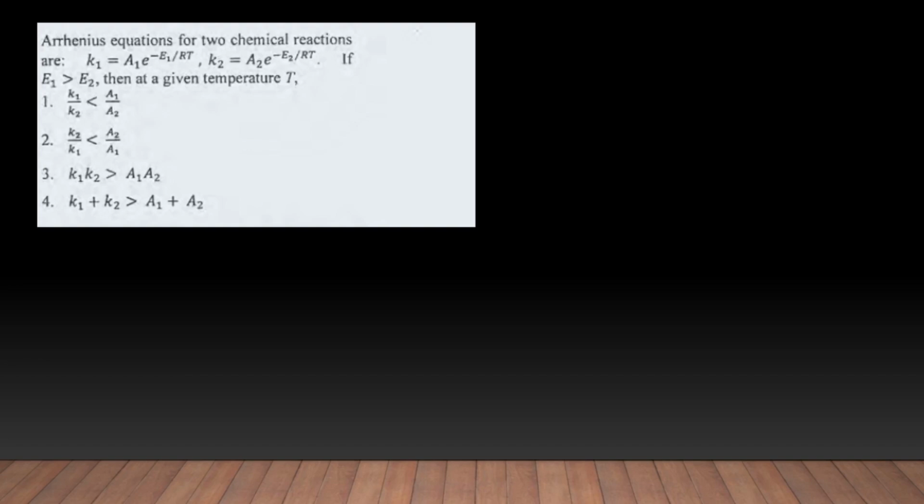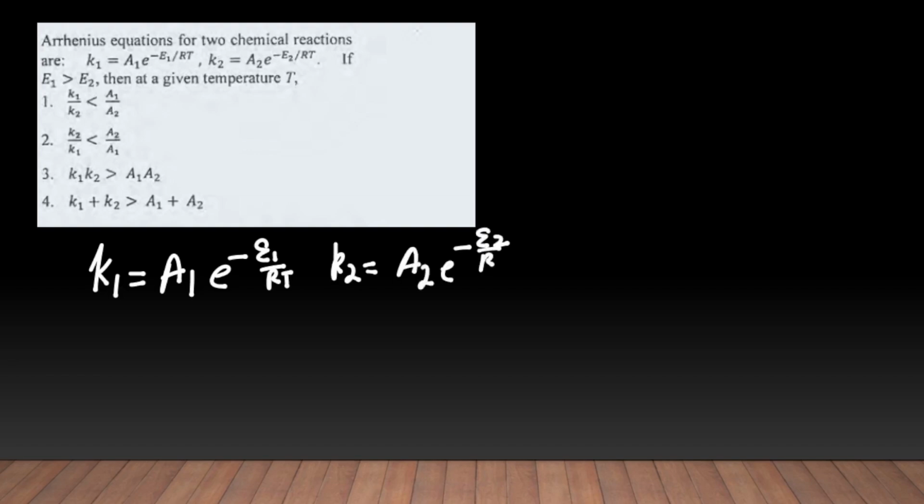The Arrhenius equation for two chemical reactions: K1 is equal to this and K2 is this. If the condition is given that E1 is greater than E2 at a given temperature, which of the conditions is true? So rate constant K1 is A1 times e raised to the power of minus EA1, E1 only it is given, E1 upon the RT, and rate constant K2 is A2 into e raised to the power of minus E2 upon the RT.